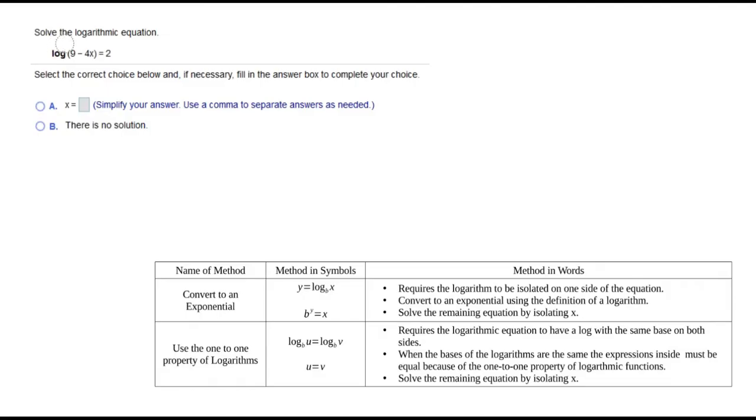Okay, this question says solve the logarithmic equation: log of 9 minus 4x equals 2. So we have two methods for solving log equations that we're going to look at. One of them is to convert to an exponential, and the other one is to use the one-to-one property of logs. So let's look at both of them.